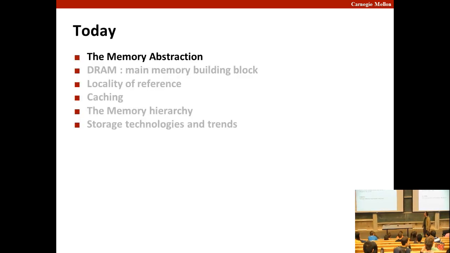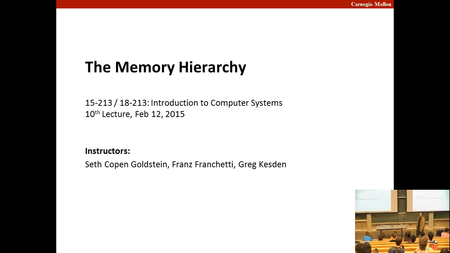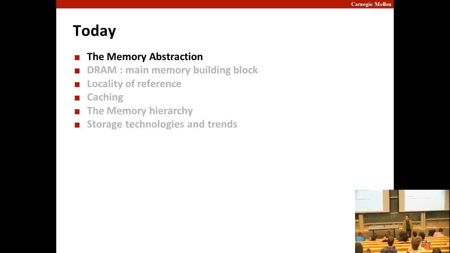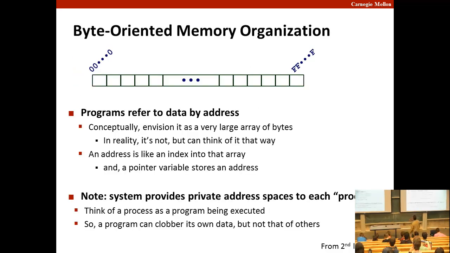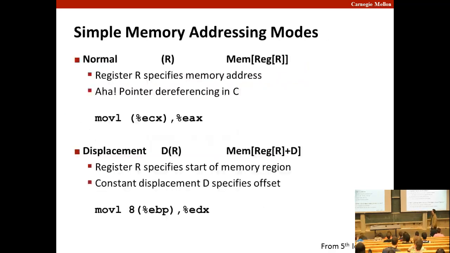All right. The memory hierarchy. Okay. We know that memory is byte-oriented. We've talked about this before, right? When you think about a memory address, address 0, address 1, address 2, address 3, address 4, address 4 million, what we're talking about is the address of a particular byte. If we talk about the address of an object, we're talking about the address of the first byte of that object.